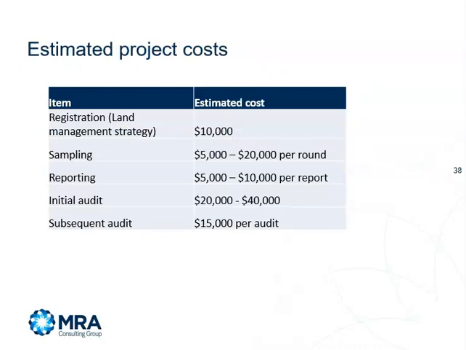Project cost may vary depending on the size and complexity of the project, but the major cost on the ERF side of the project involves the preparation of the land management strategy, sampling, offsets reporting, and auditing. These costs are additional to the cost of carrying out the chosen land management activities and should be carefully considered before choosing to participate in the ERF.